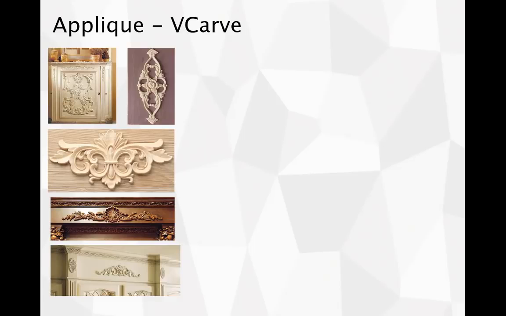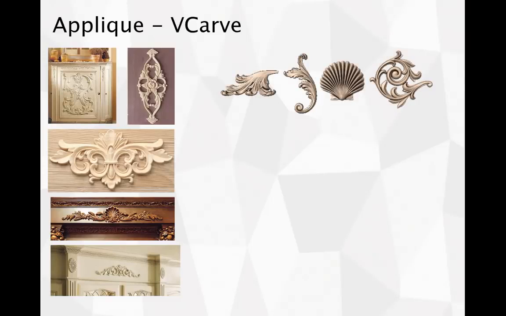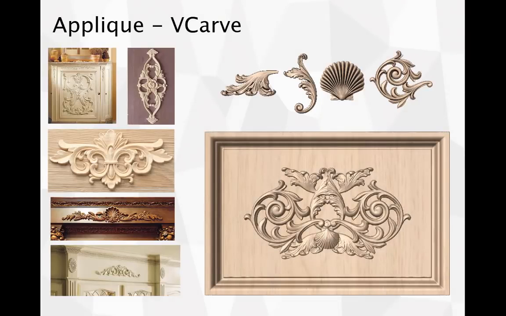So let's have a go at creating our own applique example in VCarve. And using the free clip art that comes with VCarve, we're going to pull out some key parts, so 4 different pieces of clip art. We're going to look at assembling them within various mirror modes to create a finished, unique composition that we could then simply apply to something like a cabinet door. So let's go into VCarve and we'll look at recreating this.